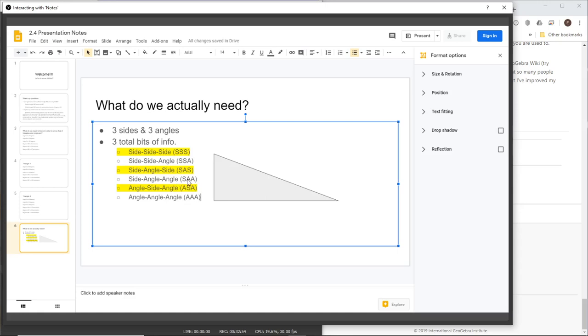Go ahead and try one of the last two triangles with just one of these three groupings of information: either all three sides, a side, an angle, and a side, or an angle, a side, and an angle. Give that a shot. See what you come up with. See if you can make it happen.